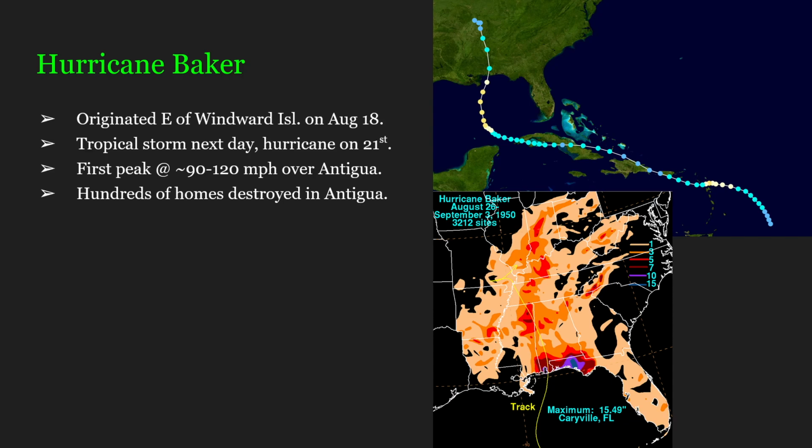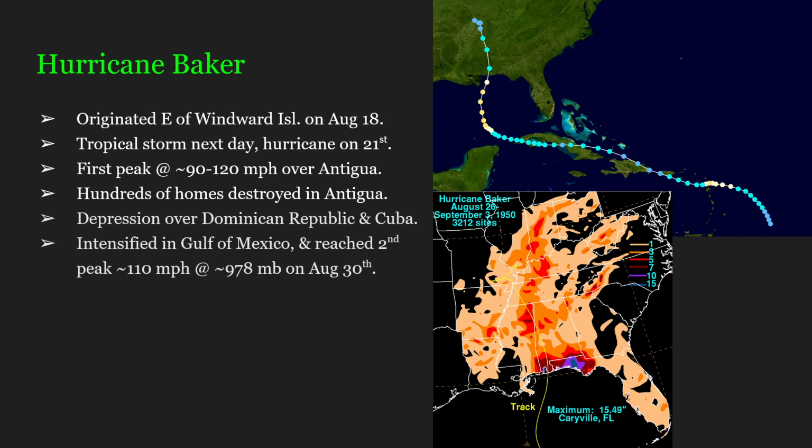The data is not entirely accurate, so there is no actual wind speed. It's just anywhere from 90 to 120, is what I'm saying. And this would be over Antigua. In Antigua, I should say, hundreds of homes would be destroyed because of Baker.